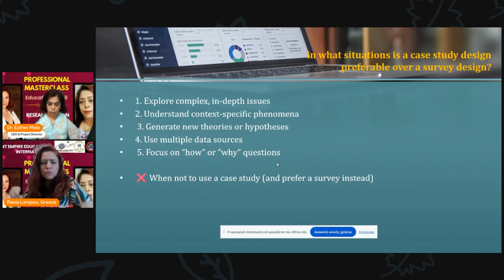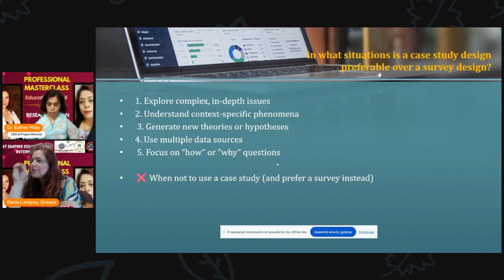And when we want to use multiple data sources, if your research involves multiple forms of data, for example, interviews, observations, documents, a case study is better. Surveys, by contrast, typically rely on standardized questionnaires. And focus on how and why questions, because case studies are best for explanatory research, especially when asking how or why something happens. For example, why did a specific health program succeed in one region but not in another?